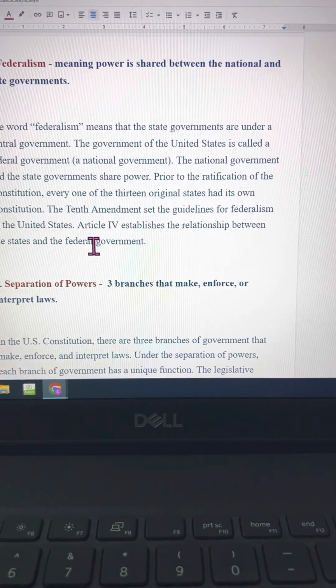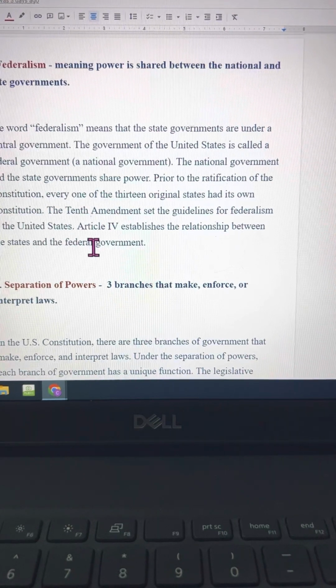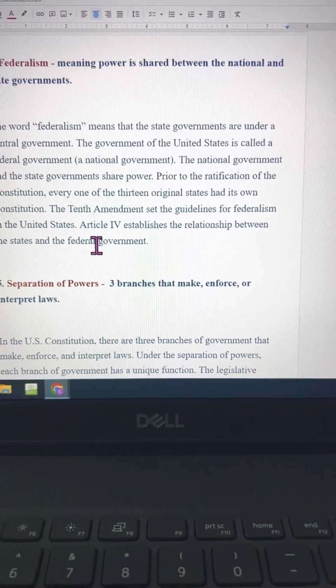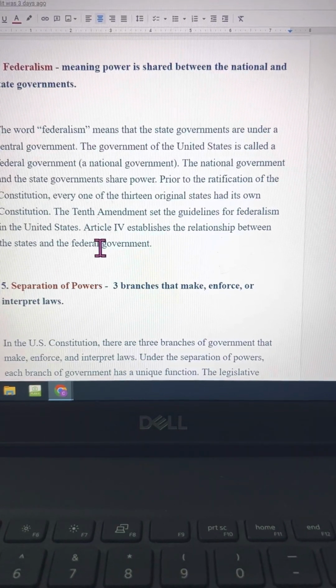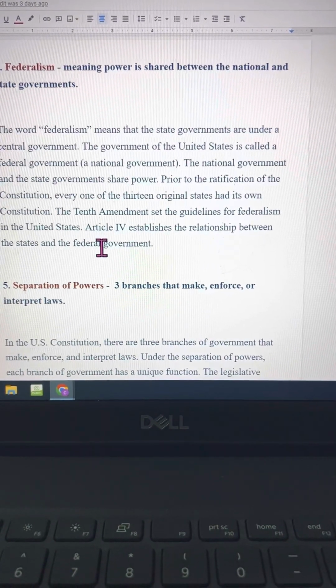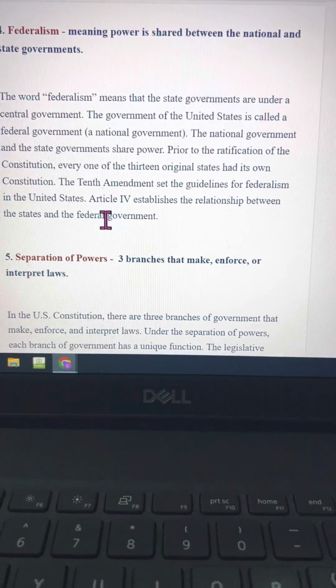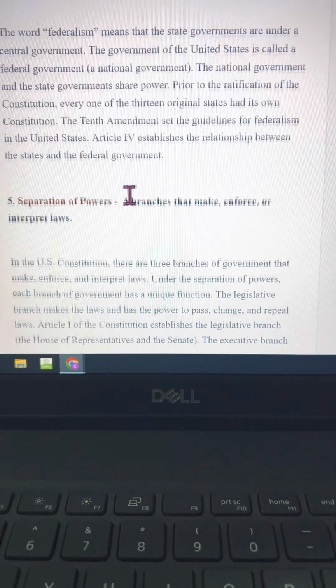Prior to the ratification of the Constitution, every one of the 13 original states had its own constitution. The 10th Amendment set the guidelines for federalism in the United States, the relationships between the states and federal government.